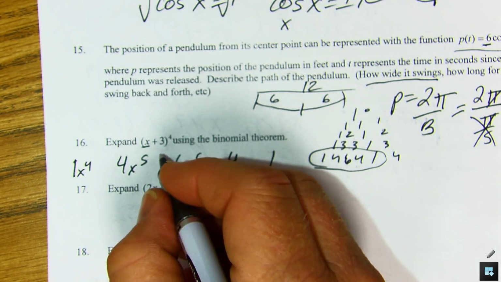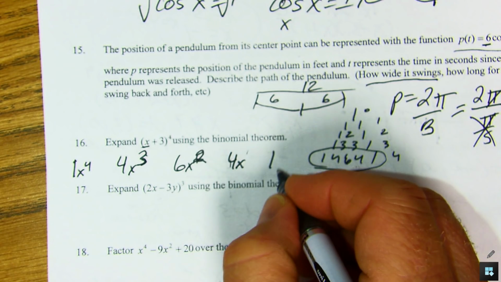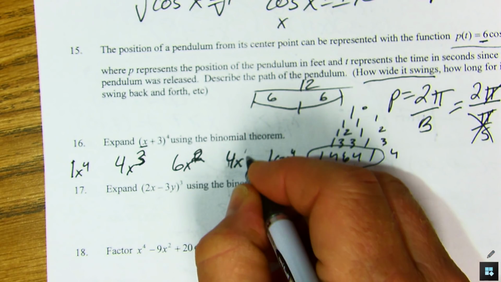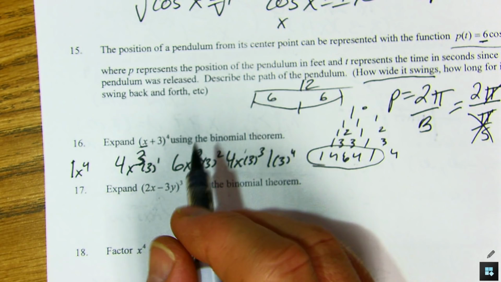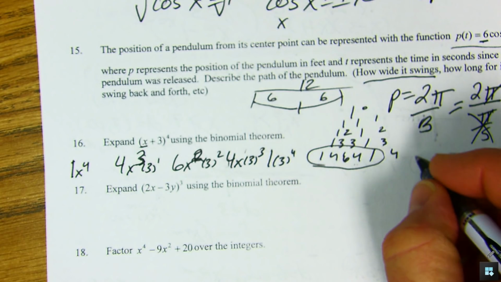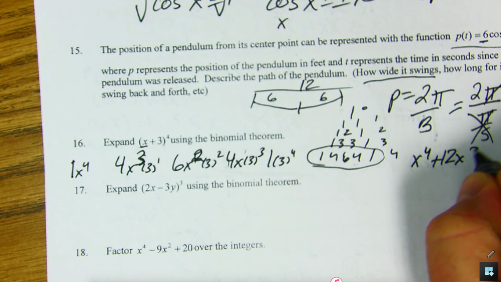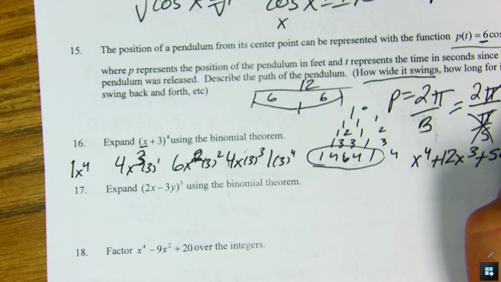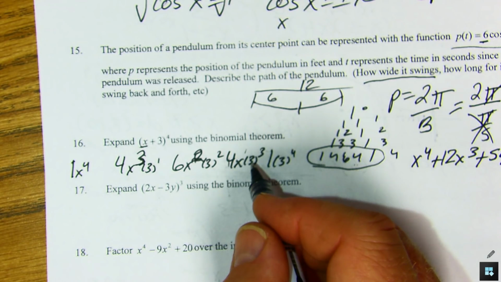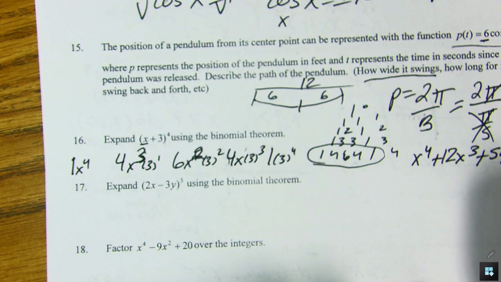We start with x to the 4th, x to the 3rd, x squared, x to the 1, x to the 0. This one's going to be 3 to the 4th, 3 to the 3rd, 3 squared, 3 to the 1, 3 to the 0. So that gives us x to the 4th plus 3 to the 1 is 3 times 4 is 12, x cubed, plus 3 squared is 9, 9 times 6 is 54, x squared, plus 3 cubed is 27, 4 times 27 is 108, plus 3 to the 4th, which is 81.